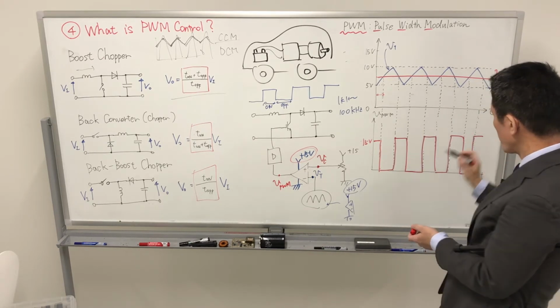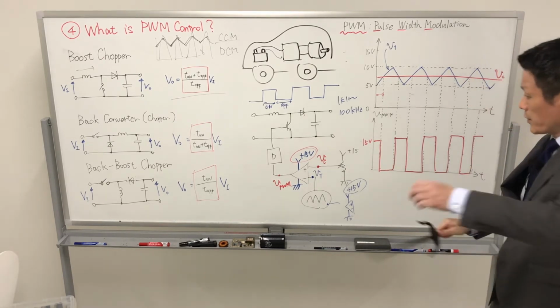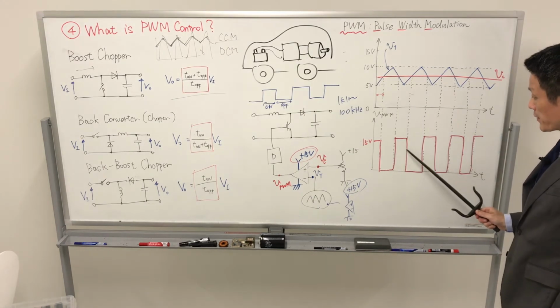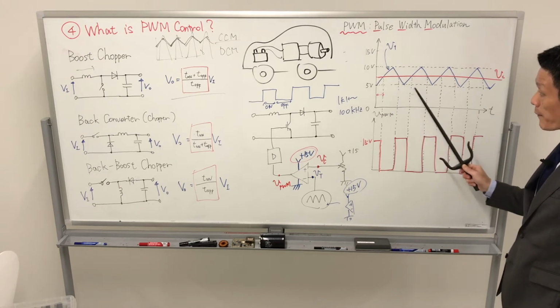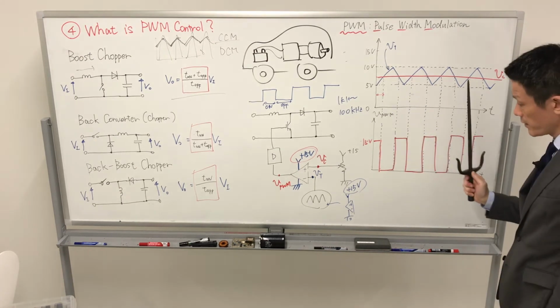Using this comparator, we can obtain the pulse waveforms from the triangle waveform and an almost DC voltage.